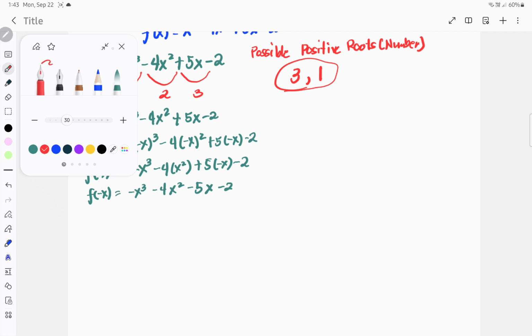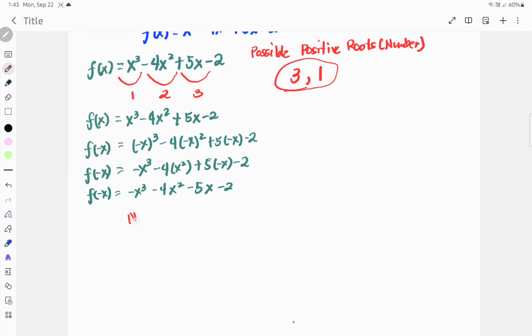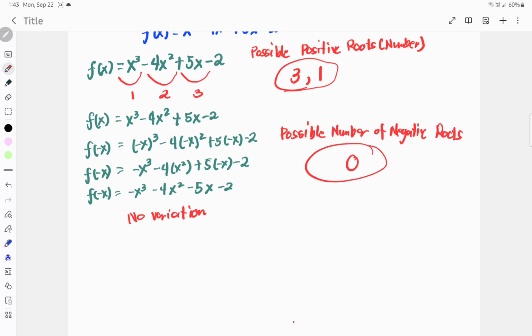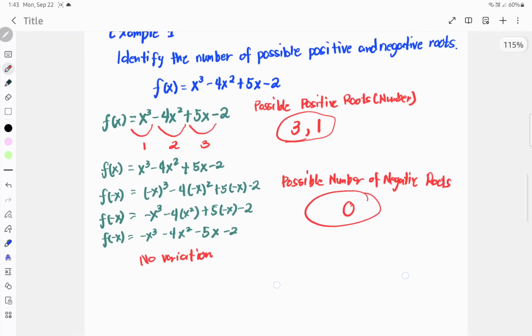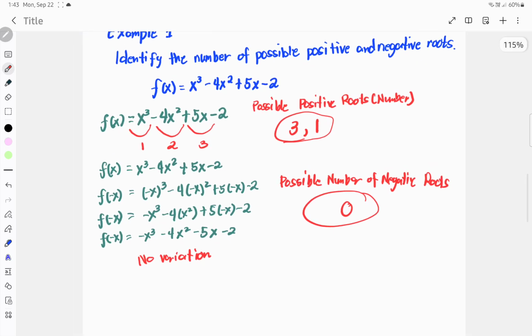However, in this manner, no variation was identified because there is no plus-minus or minus-plus. So therefore, when you answer that, the possible number of negative roots is 0. So this would be the answer. That's how you look at this problem.